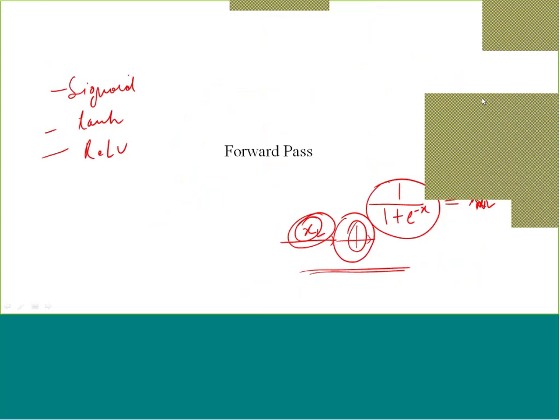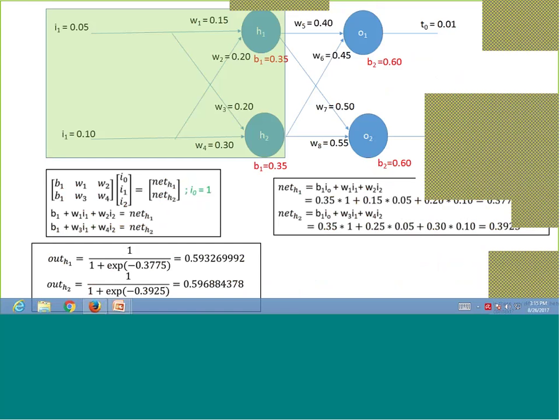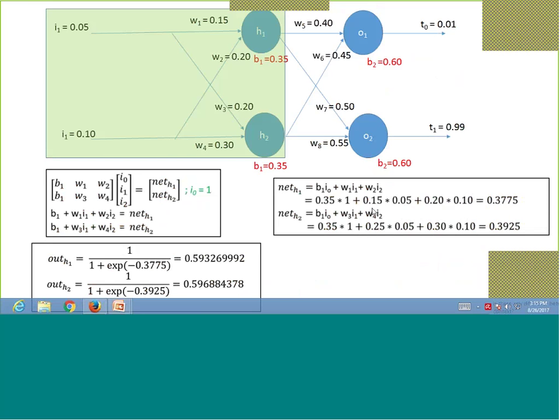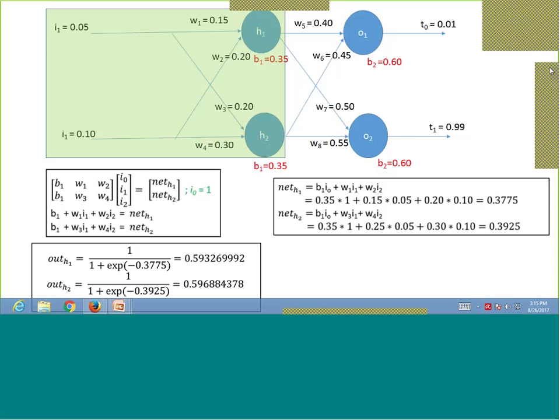So forward pass. What is the forward pass? Now let's calculate the forward pass. A question came up: have we fixed the output and then calculated the weights with backward calculation? Please hold your questions for a while until I cover this numerical. So what I'm doing here is my forward pass.